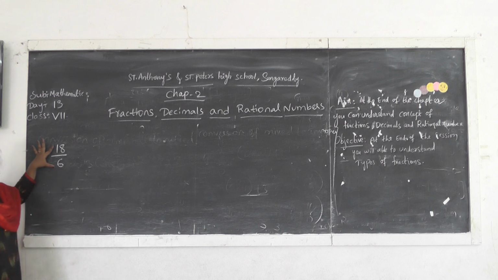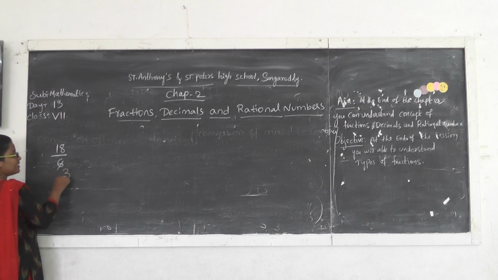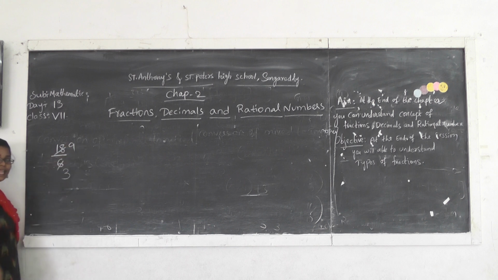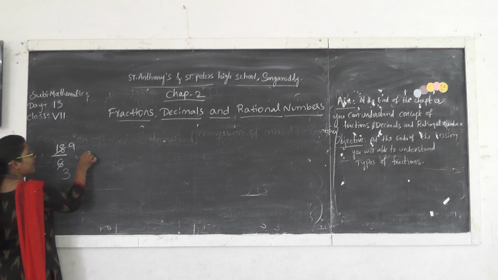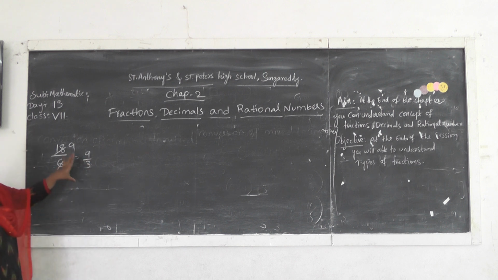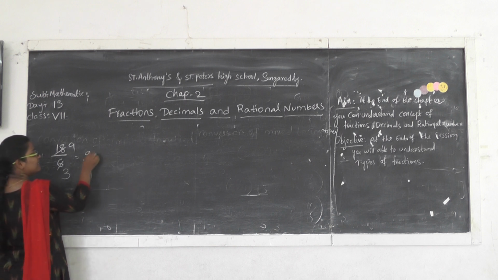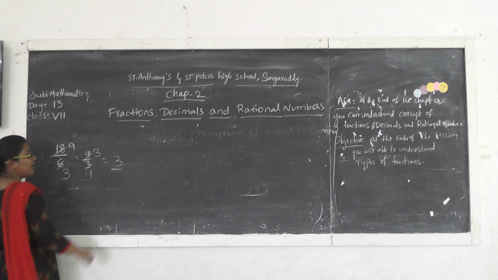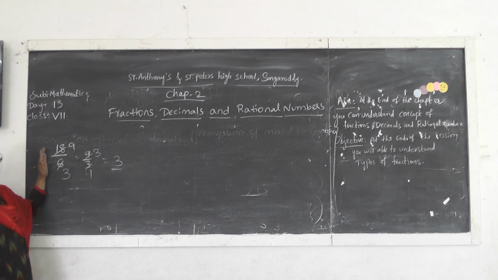Do 18 and 6 have any common factor other than 1? What are the common factors for 18 and 6, except 1? 2 is there. Let me take 2 first. 2 threes are 6, 2 nines are 18. What did we get here? 9 by 3. Now observe 9 by 3 and find whether there is any other common factor except 1 for both 9 and 3. Yes, in the 3 table. 3 ones are 3, 3 threes are 9. So 3 by 1, or 3, is the simplest form of 18 by 6. Are you able to understand?